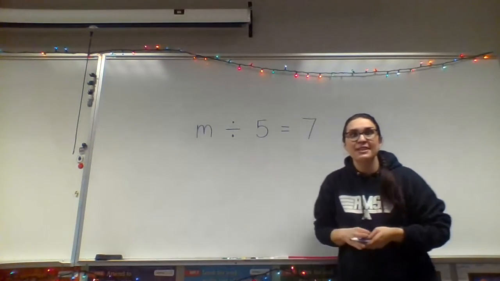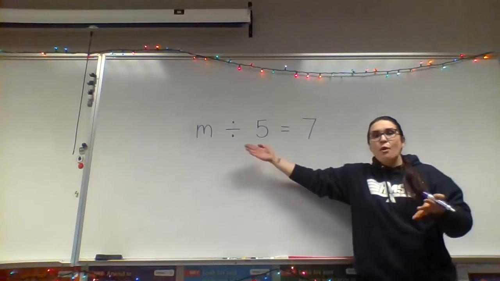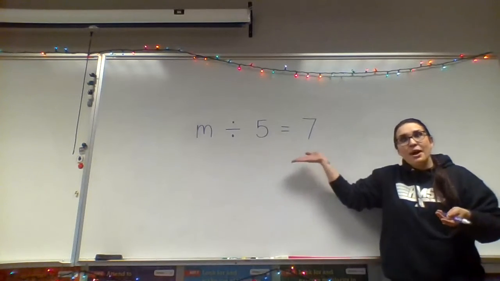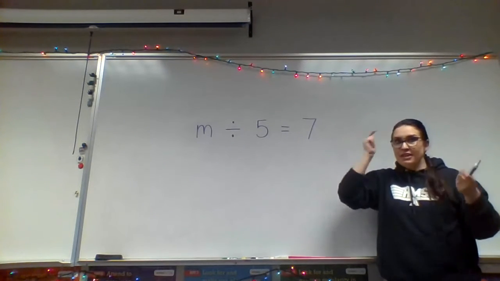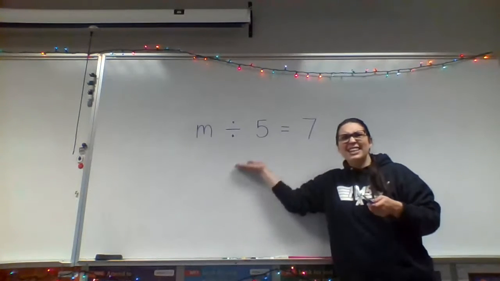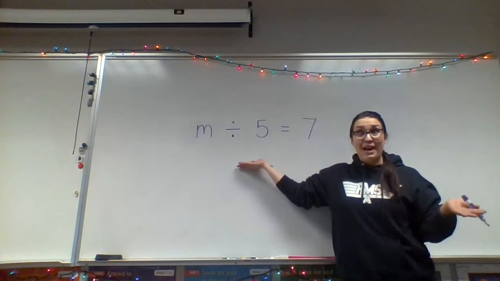So let's look at this first example. We have m, which is our variable, currently unknown. When I divide it by 5, my quotient, or the answer, is 7. Now think to yourself, how do I undo dividing by 5? Well, you multiply by 5.